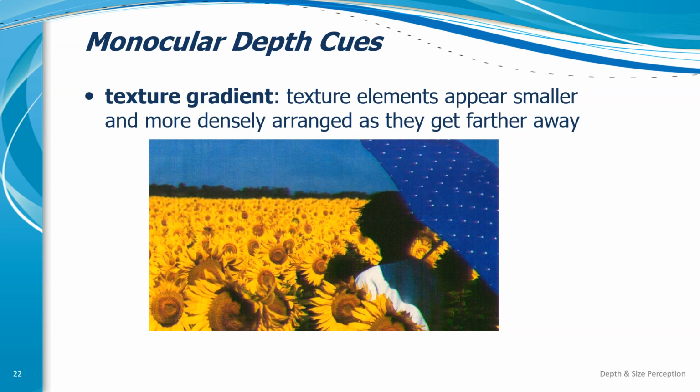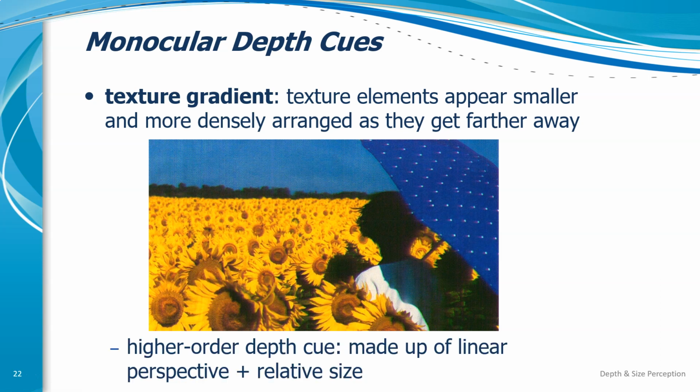Our next monocular depth cue, our pictorial depth cue, is texture gradient. And here the texture is these sunflowers. The sunflowers that are closest to us, you can see a lot of detail. You can make out the individual petals of the sunflower. And as they recede off into the distance, eventually you can't really even make out individual sunflowers. They seem to be getting smaller and closer together. Texture gradient is considered a higher order depth cue because it is made up of two basic depth cues, linear perspective and relative size.